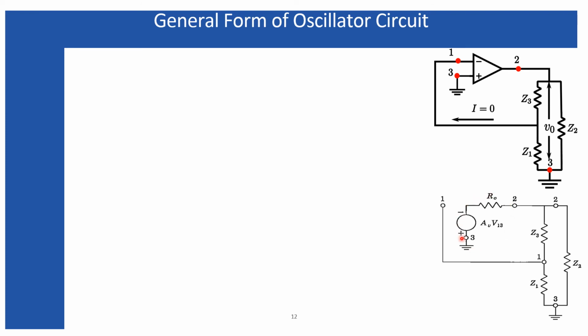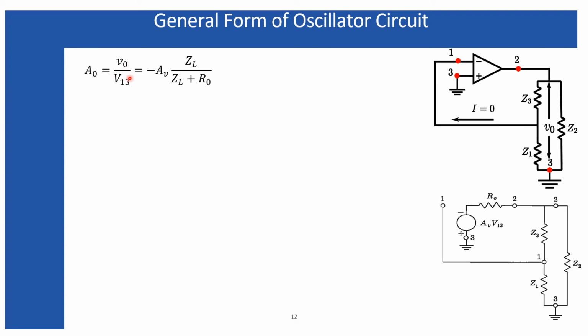As I told, this block represents the amplification nature of the voltage amplifier. AV is the open loop, open load gain, and V13 is the input voltage appearing across the input impedance of the device. Since the input impedance is very high, I've kept it open, so the voltage appearing across terminals 1 and 3 is V13, and that is amplified by its amplification factor AV. And finally, A naught represents the open loop with load voltage gain of the amplifier.